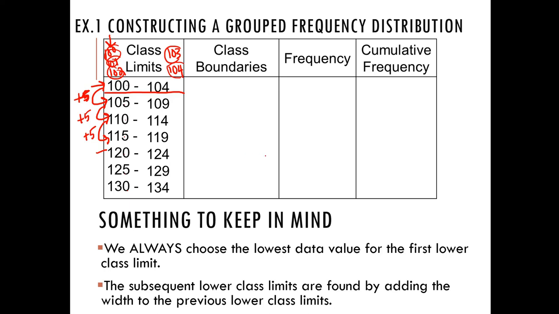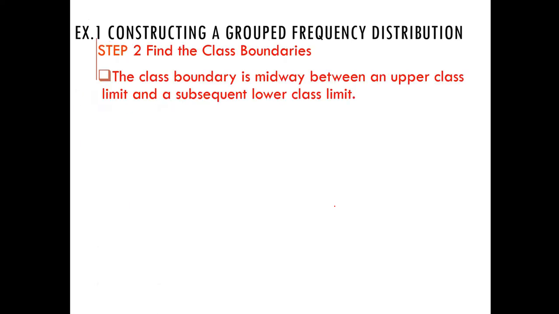So some things to keep in mind, I already said this, but we always choose the lowest data value to start our first lowest class limit. And then the subsequent lower class limits are found by adding the width to the previous lower class limits. Like I said, add down for our class width. Okay.